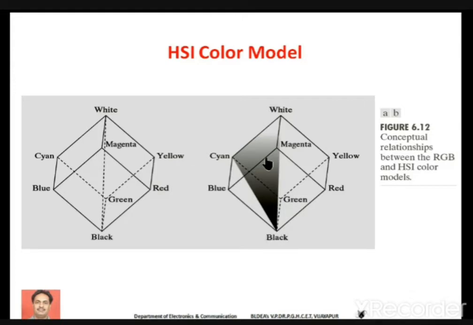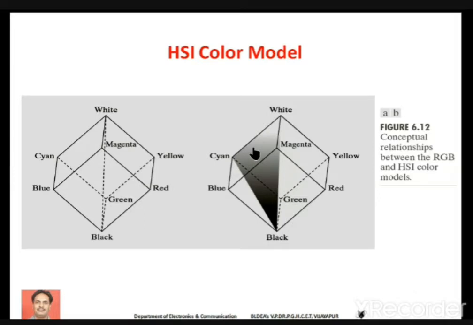This model, whatever is shown in the diagram, contains all the colors in the HSI model. Now the question is: suppose you have some color point here, how do you indicate its intensity? The intensity of any color in the model can be found by drawing a plane perpendicular to the intensity axis. This line joining black and white is called the intensity axis. The intensity of any color point depends on the plane perpendicular to this intensity axis.